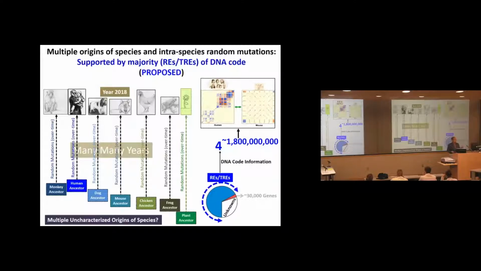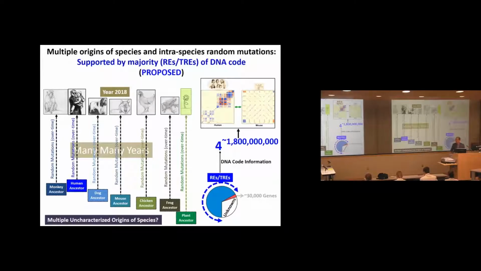So based on these findings, we'd like to propose that instead of all species coming from a single origin, there is a possibility that there are multiple origins of species. Each species has their own ancestor. From there are random mutations over time, and then they evolve. And then there will be natural selection during that process.